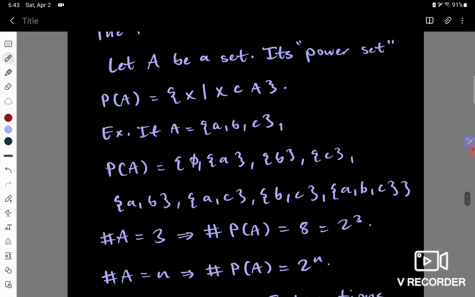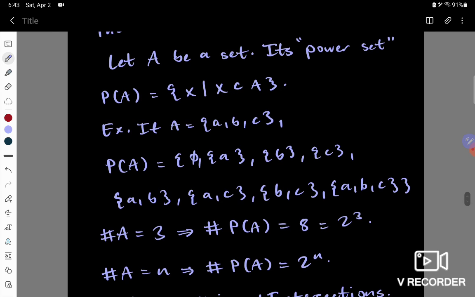More generally, this generalizes: if the cardinality of A, denoted by a hashtag of A, is n, then the cardinality of the power set is 2 to the n. And this is very useful. We'll look at some interesting things with power sets later. There are a lot of fascinating results with infinities, actually different kinds of infinities, countable versus uncountable ones. Really counterintuitive at first, but super fascinating.